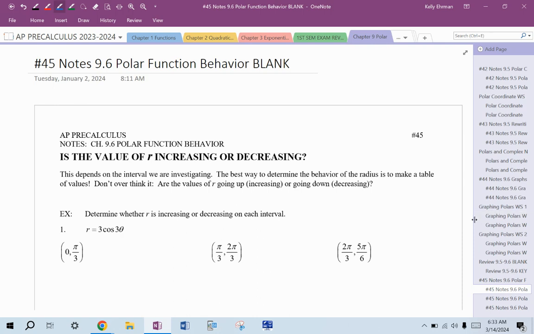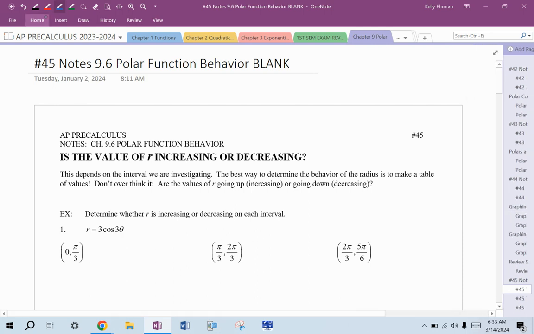All right, we're going to split this notes packet into 2 days. So let's talk about the value of r. All of these polar functions are r equals. And the big question, our last big question for AP, is the value of r increasing or decreasing?